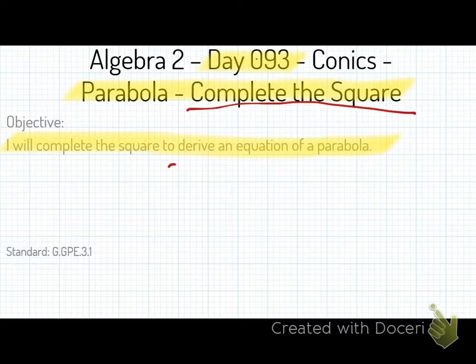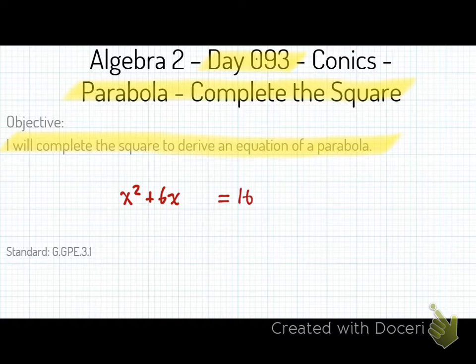to derive the equation. So remember, complete the square was this idea where, let's say you had x squared plus 6x is equal to whatever, 15? Let's put 16, okay? We could complete the square, right? By completing the square, we take half of 6. Half of 6 is 3, and 3 squared is 9. So we're going to add 9 to both sides.